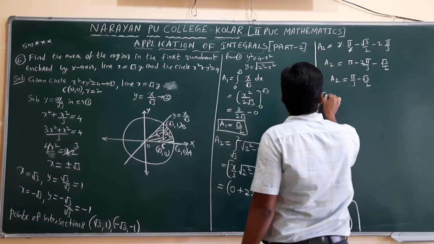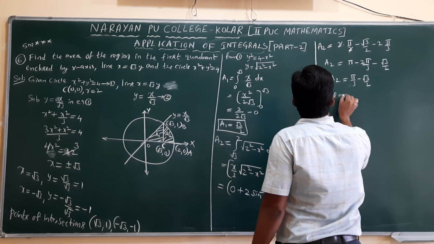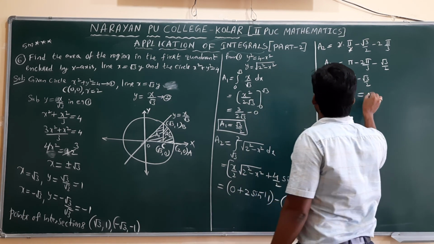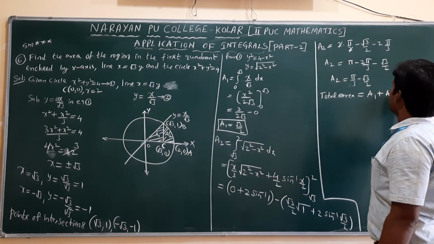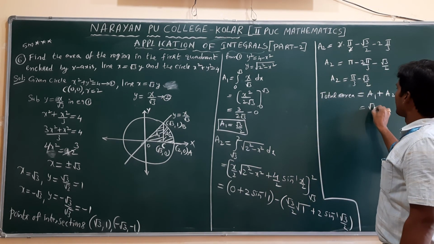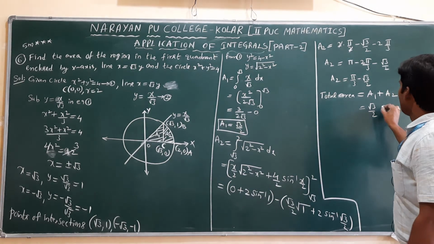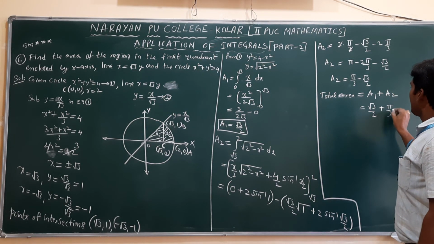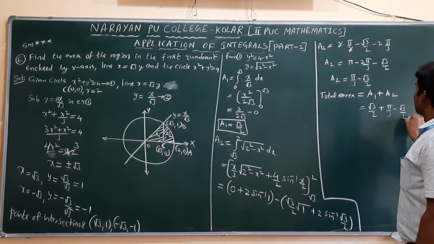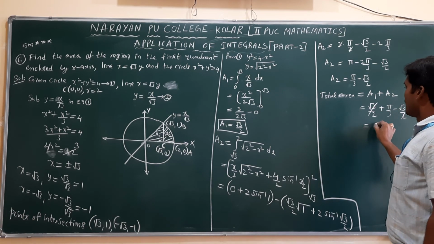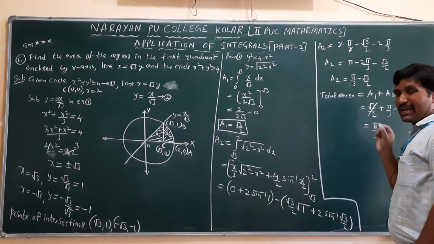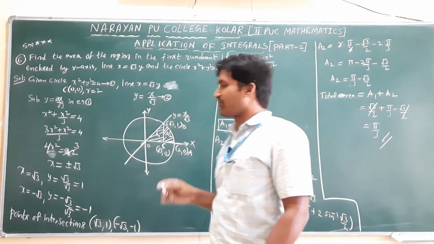Now the total or required area. Total area means what? We need to add A1 and A2. A1 is root 3 by 2. A2 is pi by 3 minus root 3 by 2. Now both values get cancelled, and what is the answer? Pi by 3 is the answer. It is important for 5 marks.